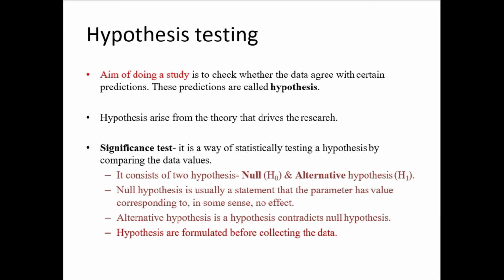A significance test is a way of statistically testing a hypothesis by comparing the data values. It consists of two hypotheses. One is called the null hypothesis, always denoted as H0. Another is the alternative hypothesis, always denoted by H1. The null hypothesis is usually a statement that the parameter has a value corresponding to, in some sense, no effect. The alternative hypothesis contradicts the null hypothesis; it is opposite to our null hypothesis. Alternative hypotheses are formulated before collecting the data.